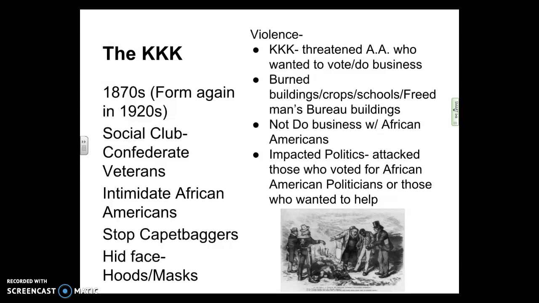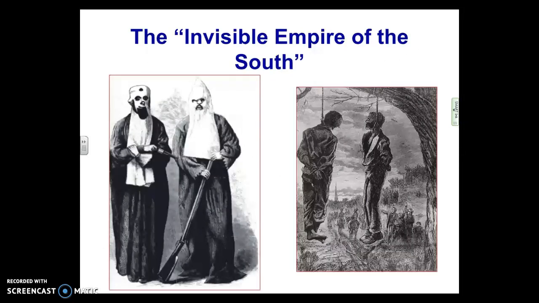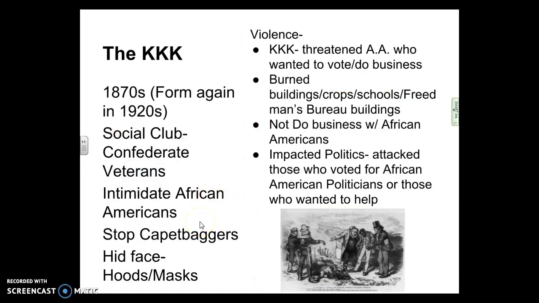And they started attacking African Americans, intimidating people. Carpetbaggers came to help people in the South, and a lot of people hid their faces with masks and all kind of stuff that you see here. They would threaten African Americans who were trying to vote. They would burn the crops and the schools down. They told you not to do business with African Americans or sell to them or farm with them.